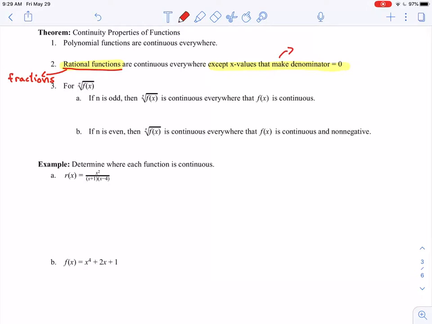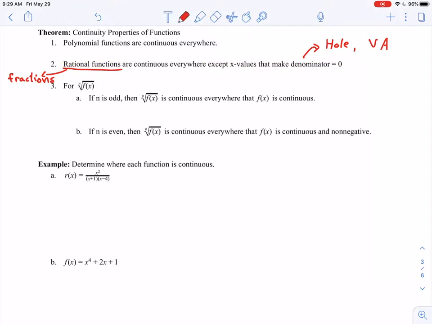Well, if the denominator is equal to 0, then we either have a hole in our graph or we have a vertical asymptote. Either way, that's a discontinuity. So if all we're interested in is determining where a function is continuous, then I don't really care which one it is. I just know that both of them are discontinuities, and we want to avoid those. So okay, that's rational functions.